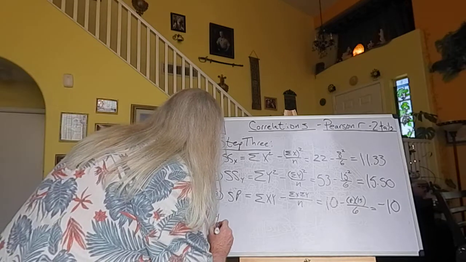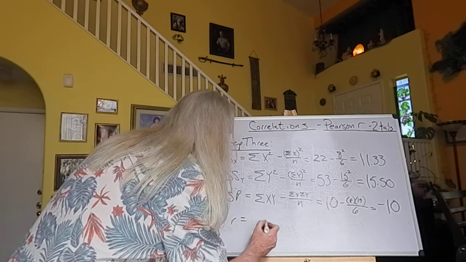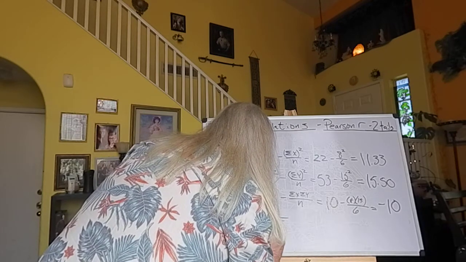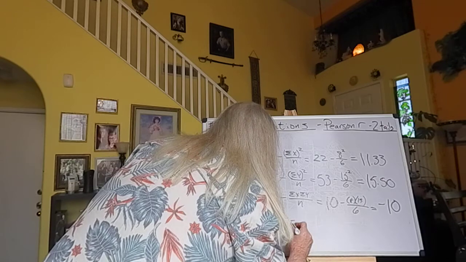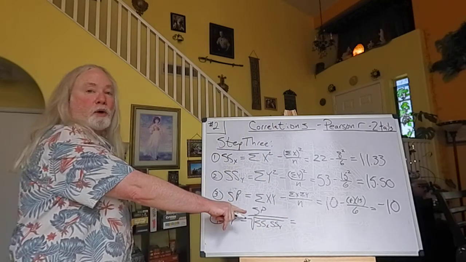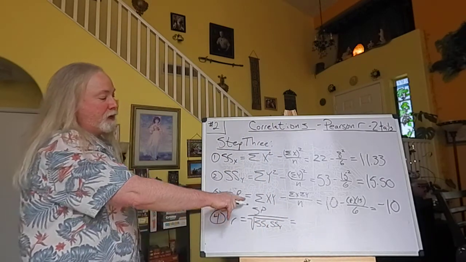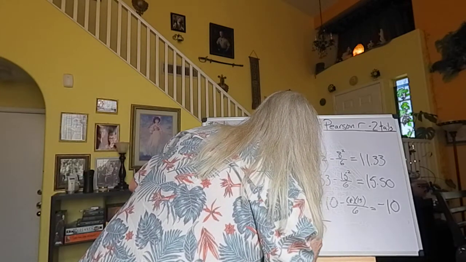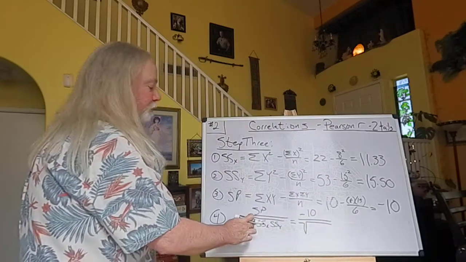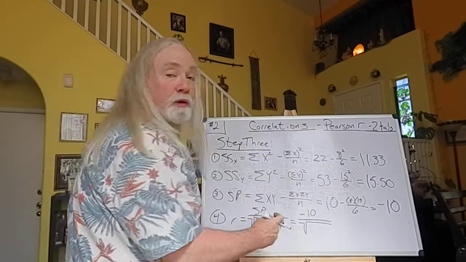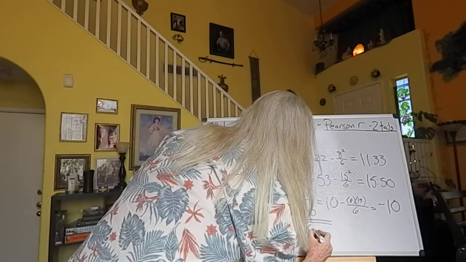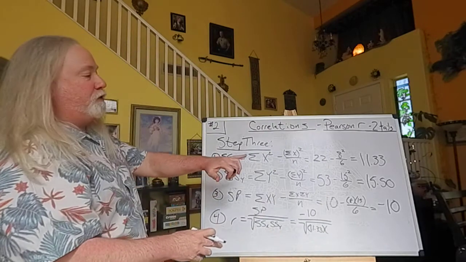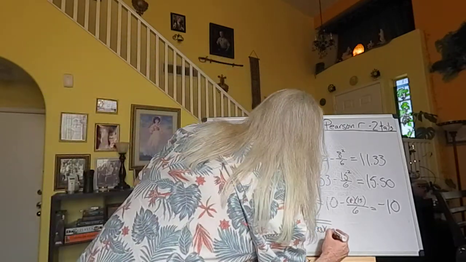And then lastly, the R. Covariance on the top, independence on the bottom. So our sums of products is negative 10. Our sums of squares for variable x was 11.33333333. Our sums of squares for variable y was 15.50.